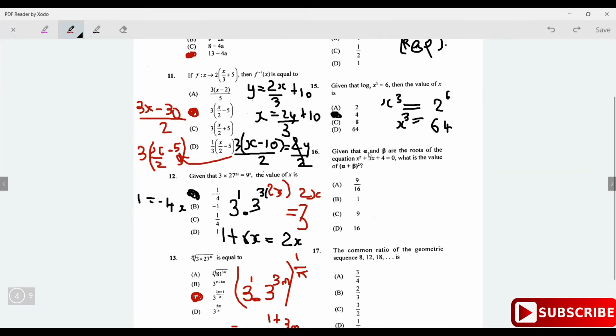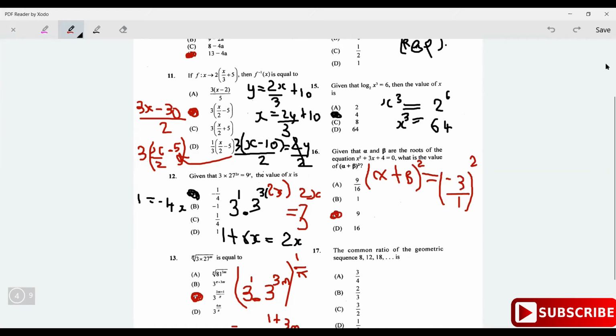Now this question says alpha and beta are the roots of this equation. What is the value of alpha plus beta all squared? First thing is alpha plus beta is equal to minus b over a. So it's going to be negative 3 over 1. To find alpha plus beta squared, you just need to square negative 3 over 1. Negative 3 over 1 squared is 9.